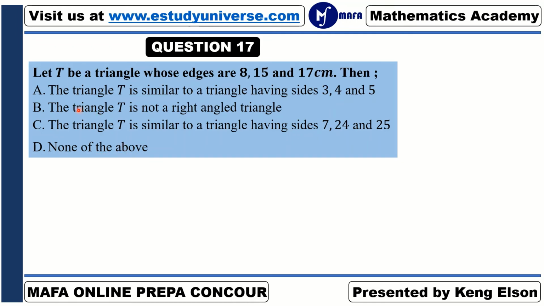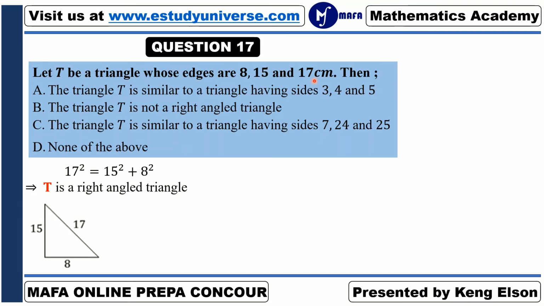So let's begin with option B. Whenever you're given 3 sides and they say the 3 sides form a triangle, the first basic triangle you have to test for is a right angle triangle. So you have to test if the square of the longest side is equal to the sum of the squares of the other 2 sides. In this situation, it is, because 8, 15 and 17 are Pythagorean triplets. So it means that the triangle T is a right angle triangle.